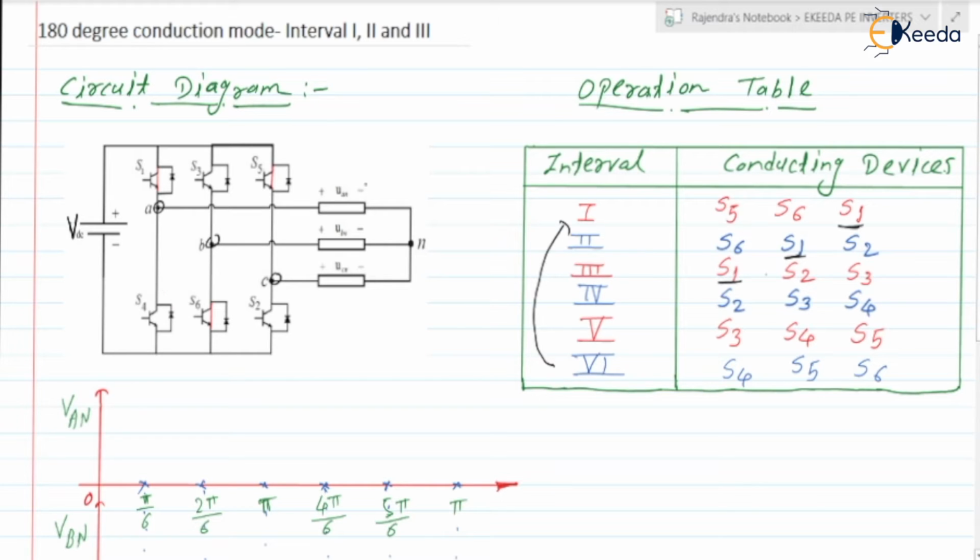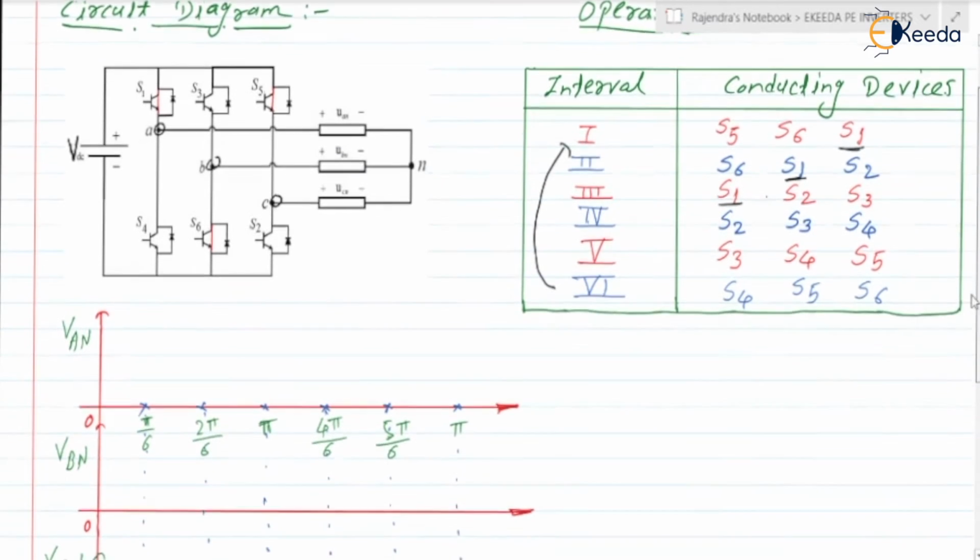This is phase A, this is phase B and this is phase C of the load, and this is the neutral point. Here we have considered the load is star connected. Phase A is connected through S1 to the positive plate of the VDC. Phase B through S6 is connected to the negative plate of the VDC, and phase C through S5 is connected to the positive plate of the VDC. So phase A and phase C both are connected to the positive plate of the VDC and phase B to the negative plate.